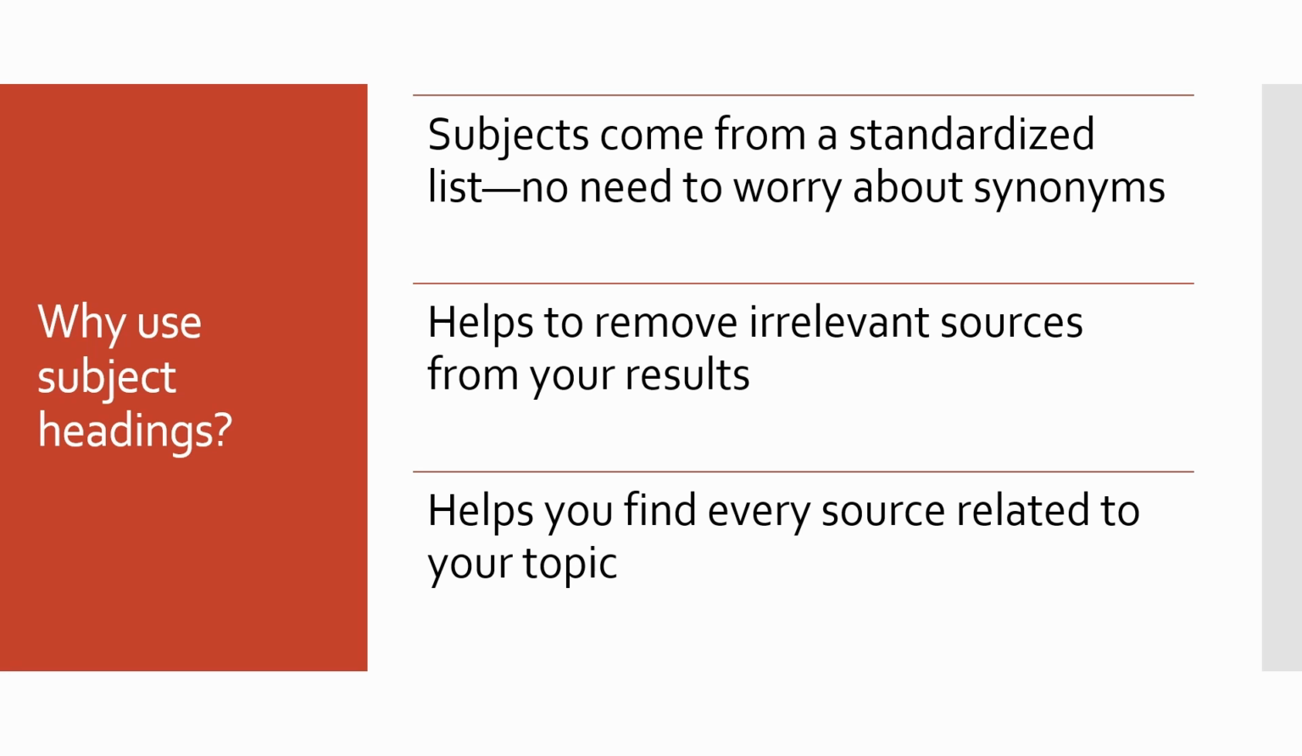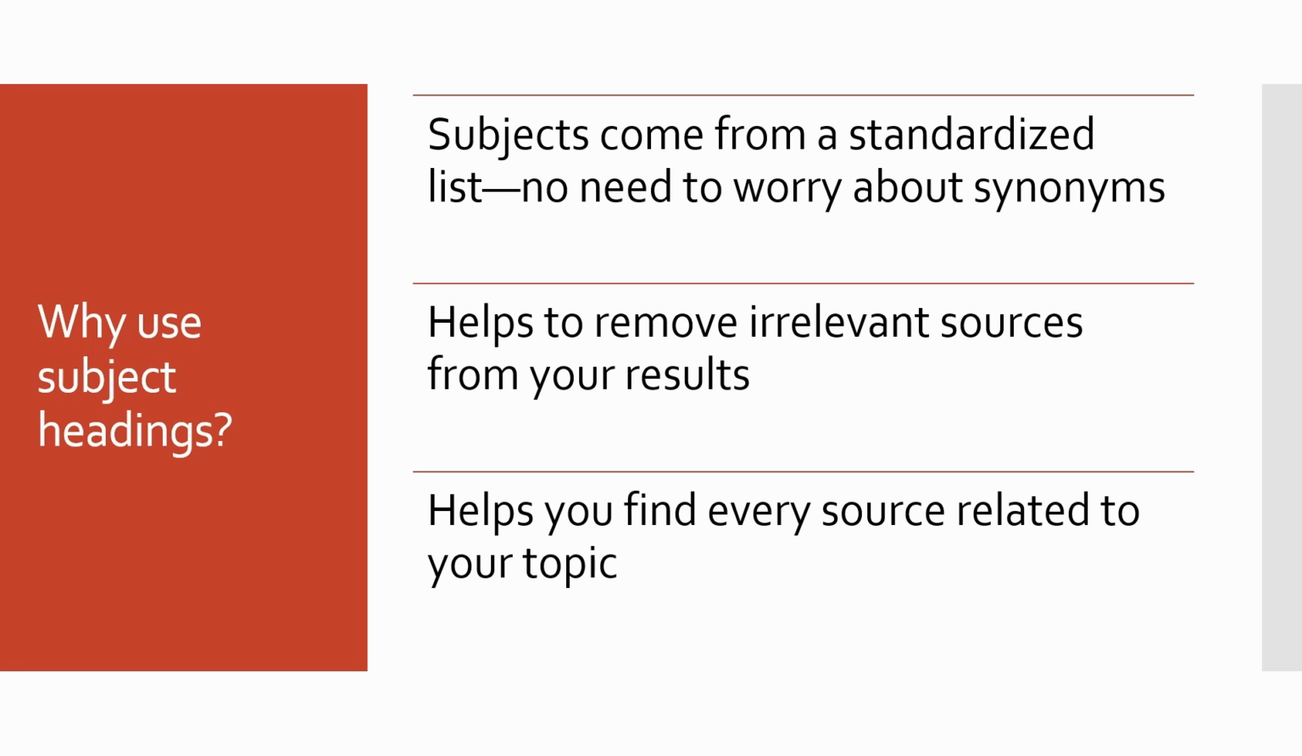So for example, a search term like football could return results about multiple sports like soccer, American football, Australian rules football, and so forth. Using the standardized subject term for the sport you're interested in would eliminate results about other sports. Searching by subject also helps you make sure you're finding every relevant source.